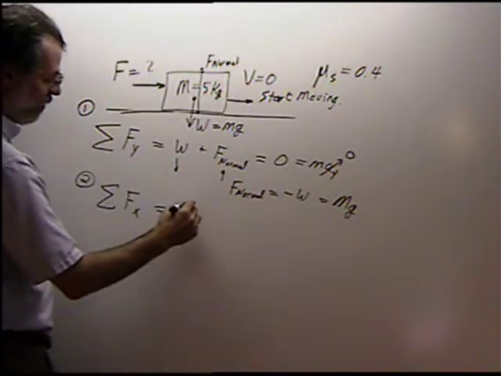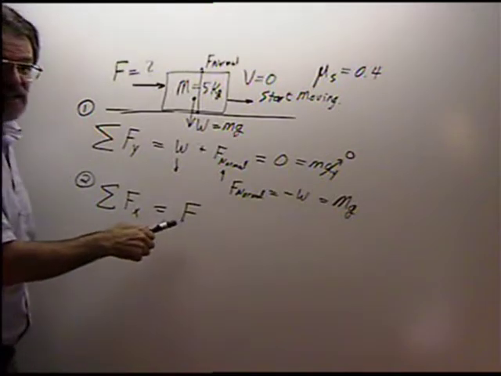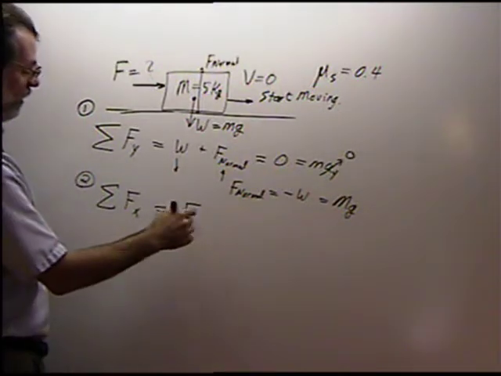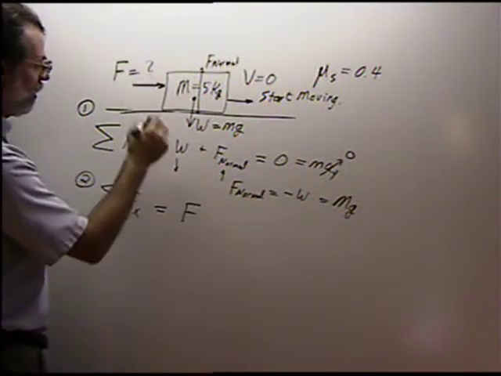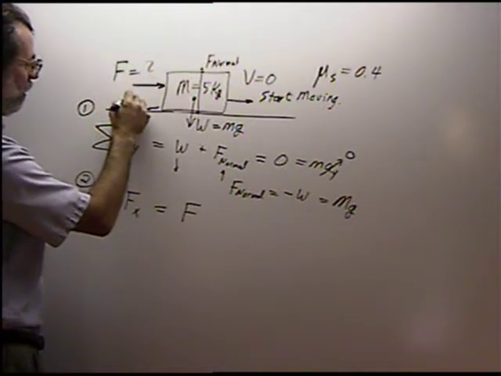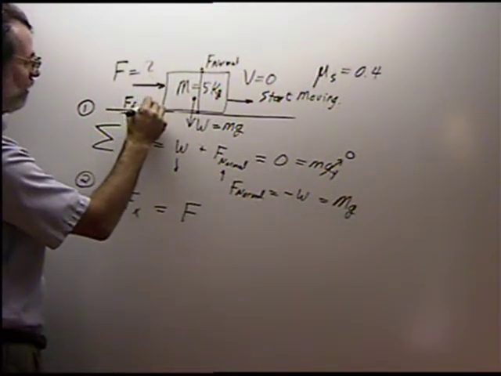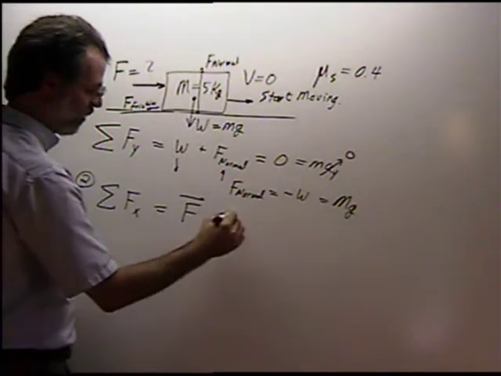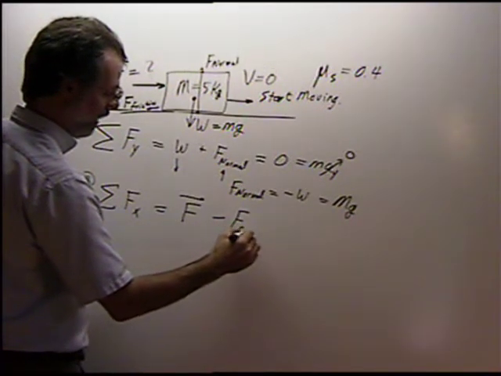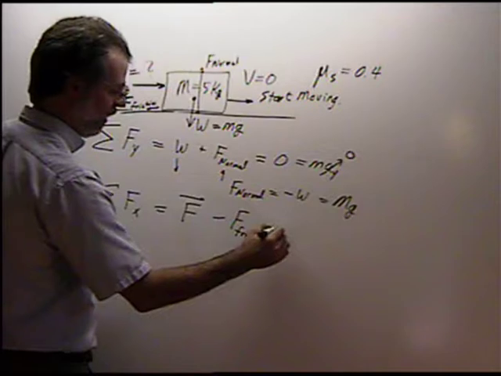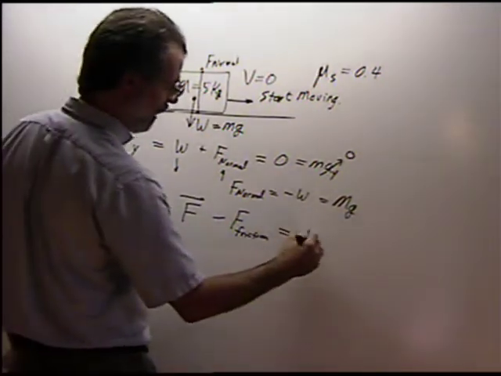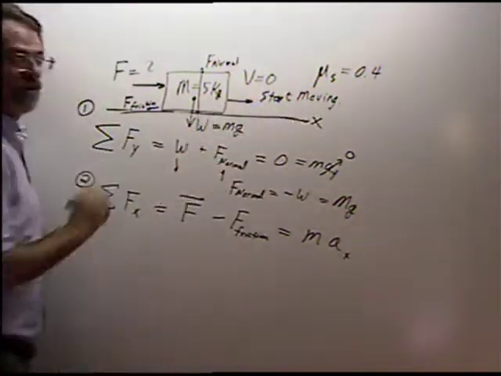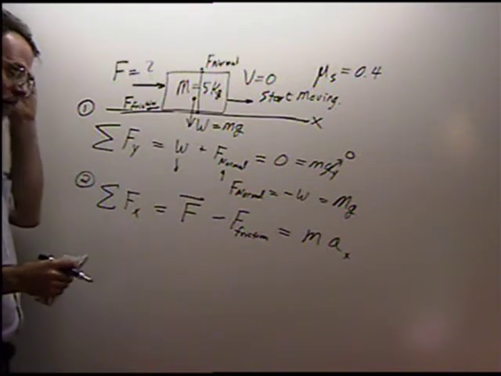Okay, we're going to push with a force F. We don't know what that is, but that's what we want to solve for. And we know that the friction force, F of friction, acts opposite that. So we're pushing with force this way, and the friction force acts opposite. And the sum of these two forces is equal to mass times acceleration in the x direction.